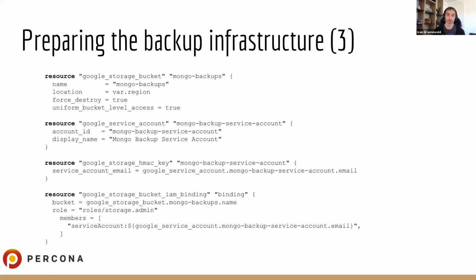And this is all the code that we need for what I described. First, we define the bucket with the name and the region. Then we create the service account for the backup service. Then we create the HMAC key pair for the service account. And finally, we modify the bucket policy to give the storage admin role, okay, to the service account.